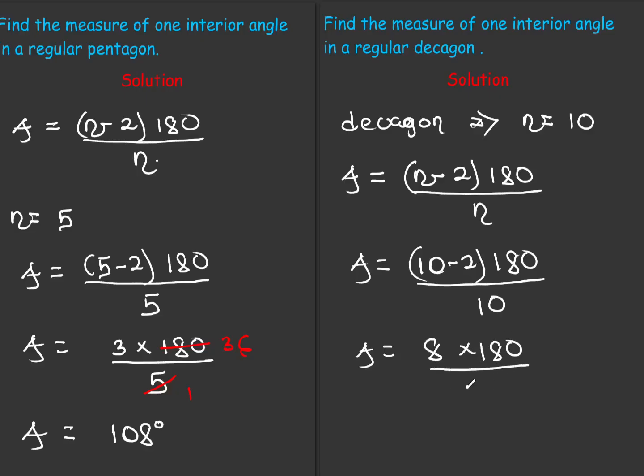180 all over 10. Now, how many times does 10 divide 180? 18 times. So you are just left with 8 times 18. Hence our A, which is the angle in question, would then be 8 times 18, which gives us 144 degrees. As simple as that. So it simply means the measure of one interior angle in a regular decagon is 144 degrees. This is how far this video is going to go.